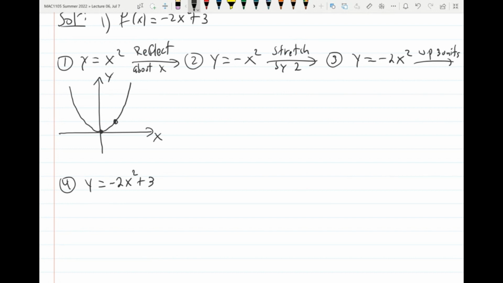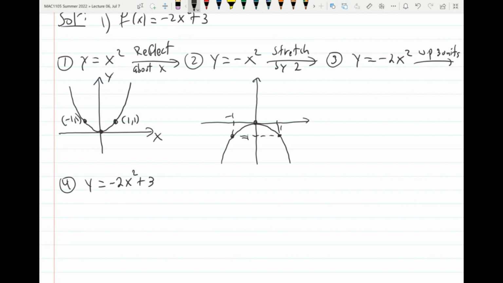Okay. So start with a basic graph, which is y equals x squared. Here it's very important to have your key points. Okay. We have our 3 points. Now, what are we doing? We're reflecting. So it's going to go down. 0, 0 stays there. Then 1, -1, and -1, -1. Okay. So we reflected.